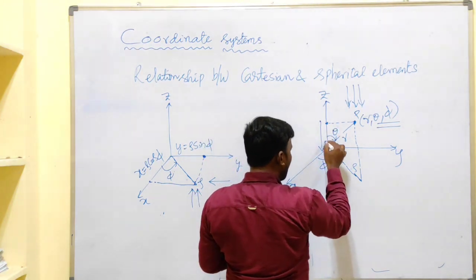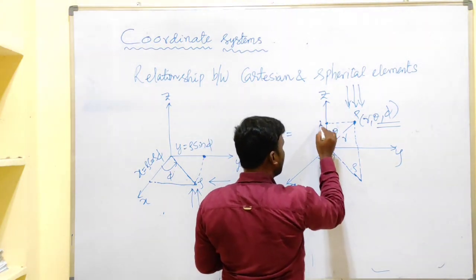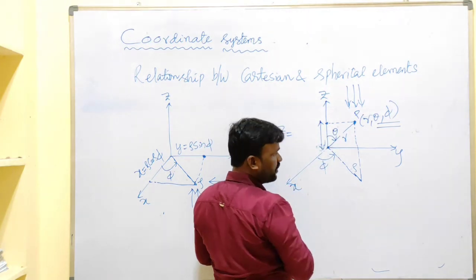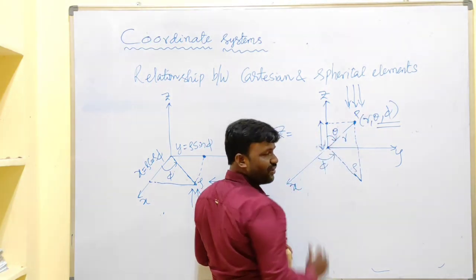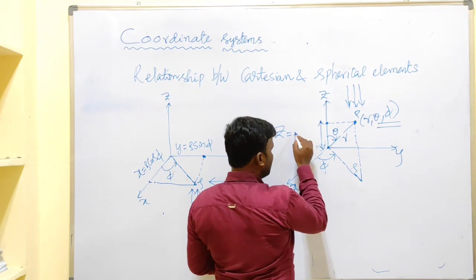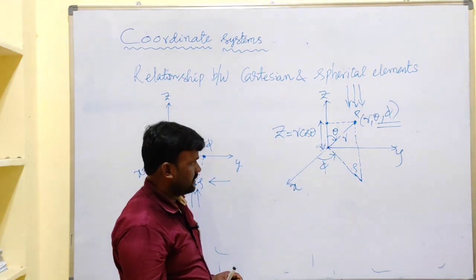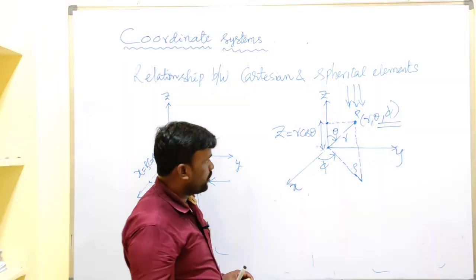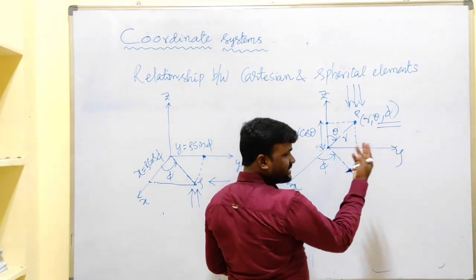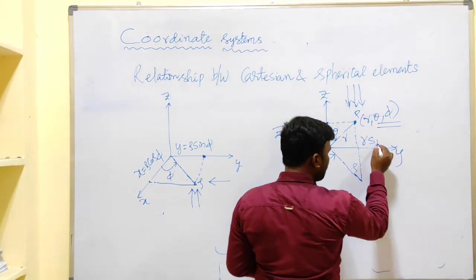From the origin to this point we have a distance, which is z. In this case, it is the cos component of our r. So that's why z equal to r cos theta. Now the remaining component, the r sin theta component.